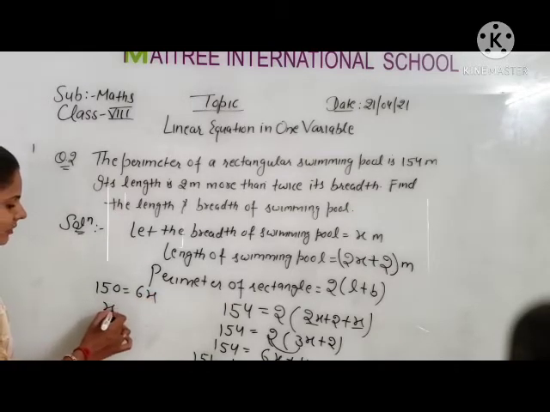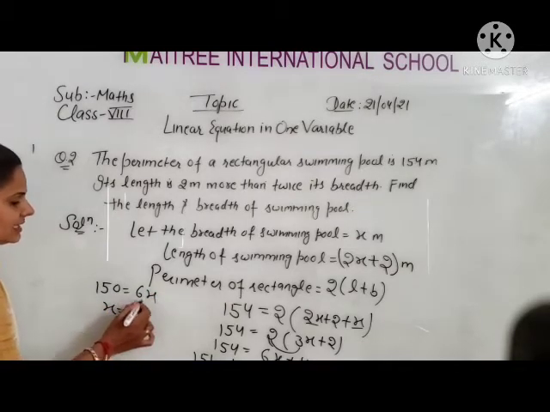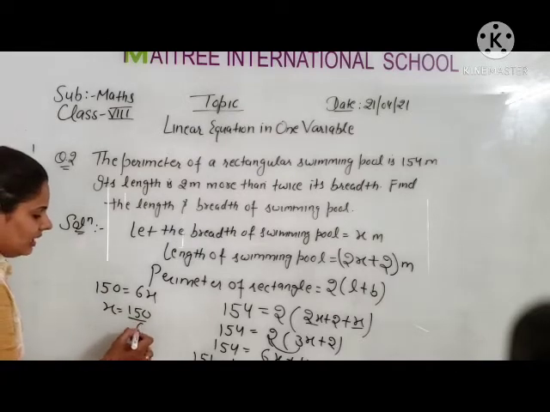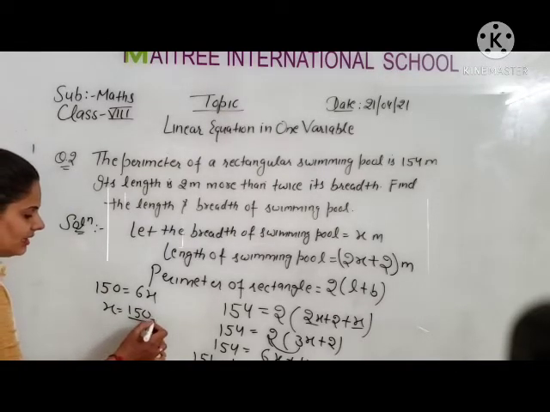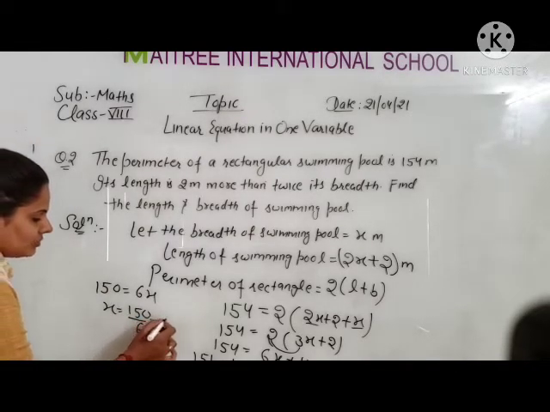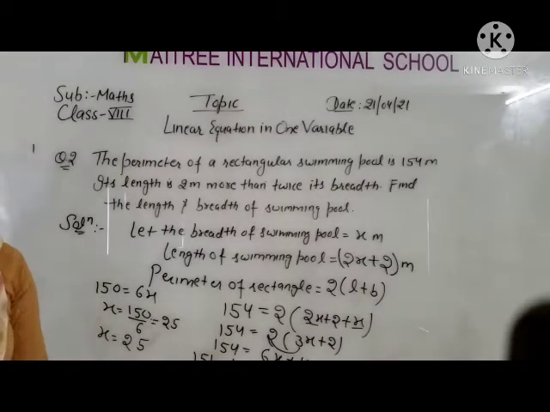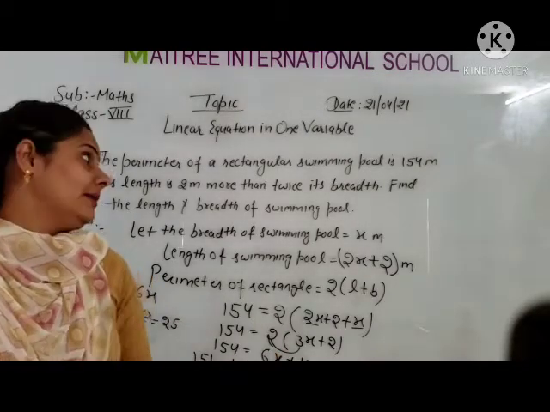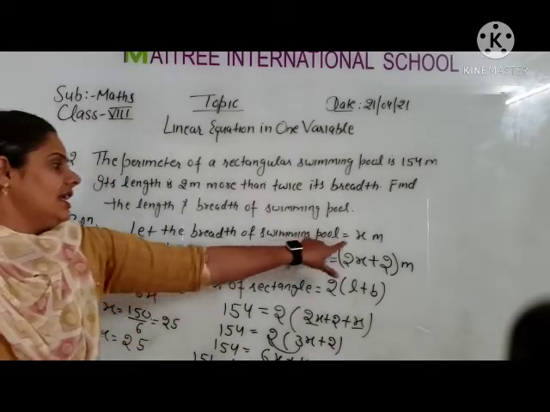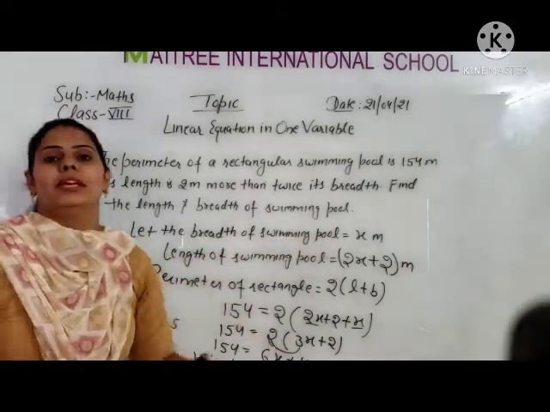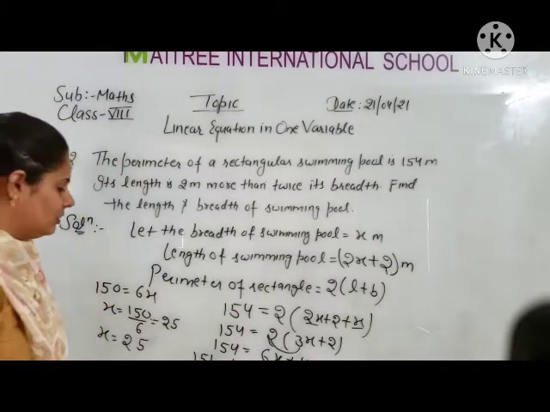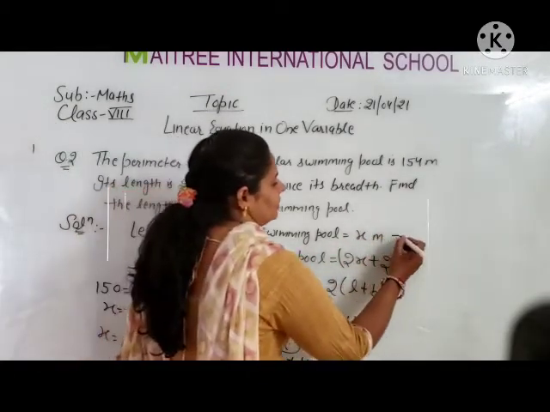So what will be the value of x? You can say 150 over 6, since 6 is in multiplication, it will come in division. Now you can cancel out: 6 2s are 12 and 6 5s are 30. So x will be equal to 25. What is the value of x? You have 25. Now what did you assume x to be? x is the breadth of the swimming pool. So what will be the breadth of the swimming pool?